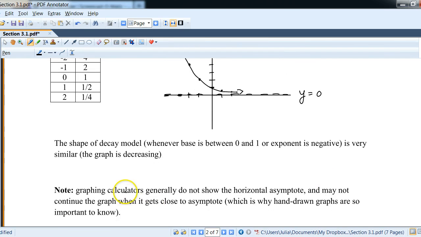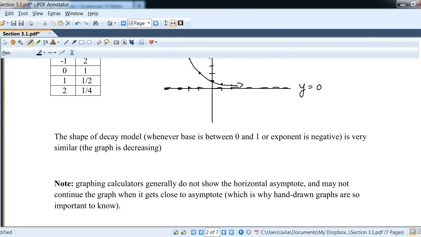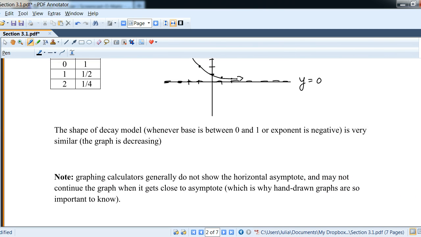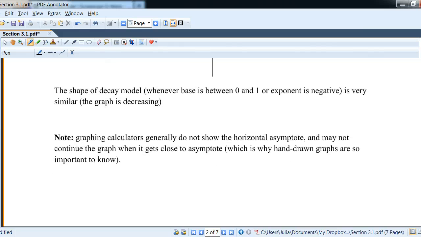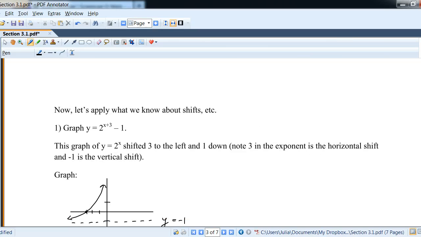Okay, and this is where my note about graphing calculators comes in. Depending on the model you have, it may be available, but check it out. In either case, we can just graph it by hand, and I'll show you how to do it with transformations. Let us apply what we know about shifts from polynomials or quadratic functions. The same exact idea of shifts applies in this case as well.